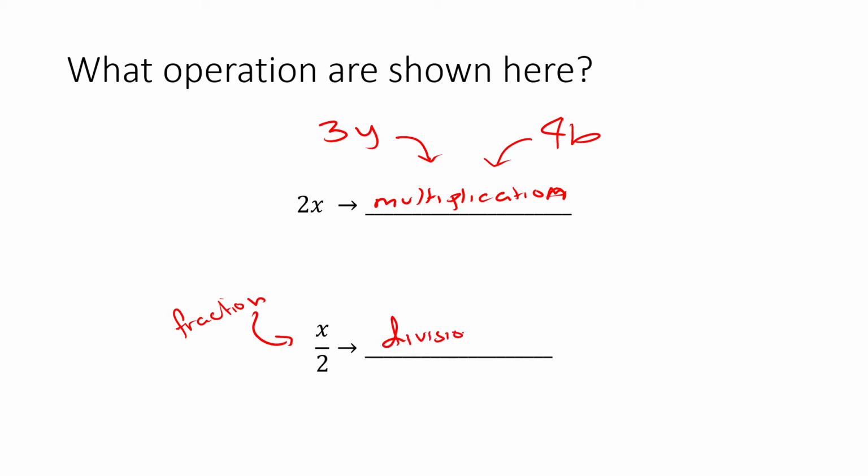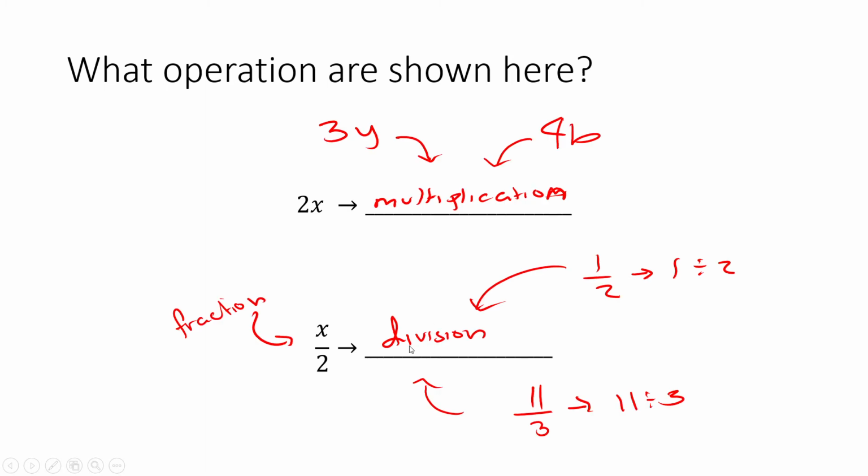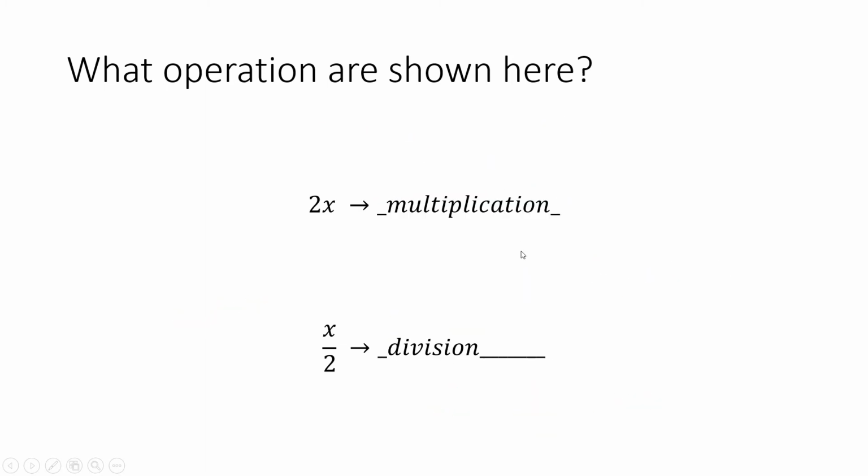Okay? So let's say you have 1 over 2, that is also division. Basically, you're doing 1 divided by 2. Or if you have 11 over 3, that is also division. That's basically 11 divided by 3. If you cannot see my handwriting, here's a better one. Division, multiplication. Why is that useful? Why do we need to know this?